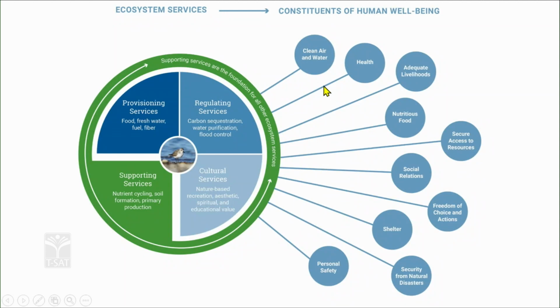For example, clean air. The ecosystems provide you certain kind of pure air by absorbing carbon dioxide and reducing the amount of pollutants. It provides health by giving certain kinds of medicines. These ecosystems provide you certain services. Next is adequate livelihood, which is being provided by these ecosystems. Nutritious food, the food which we are consuming, is being provided by the ecosystems.